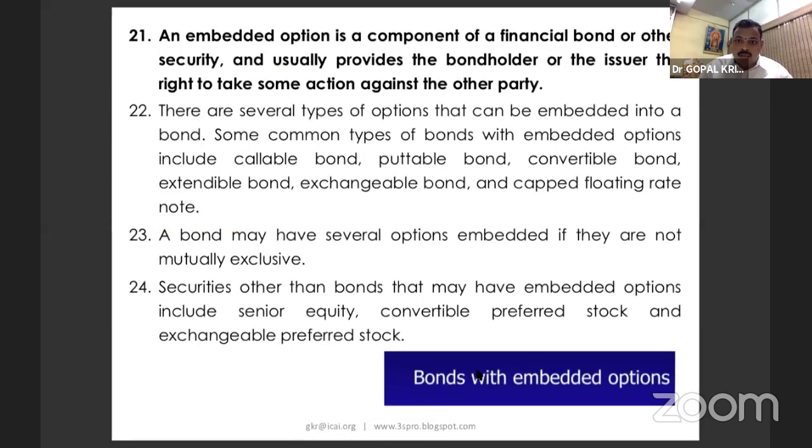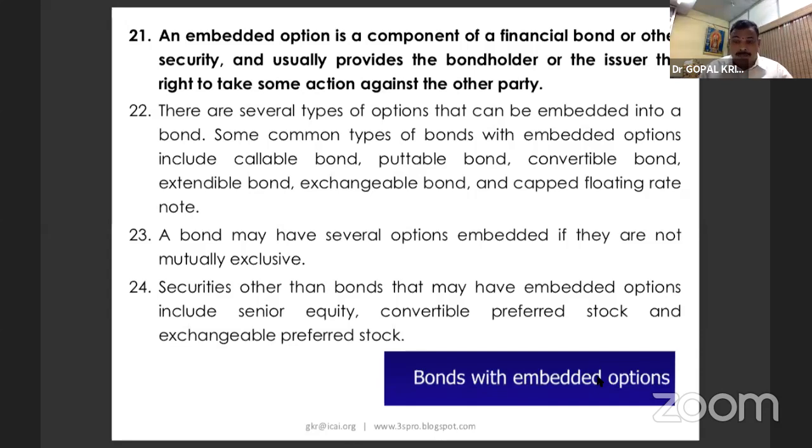What is a bond with an embedded option? The bond is for a period of 5 years. But after 3 years, the issuer can call the bond anytime before the expiry and redeem the bond. Such a bond we call a bond with an embedded option.